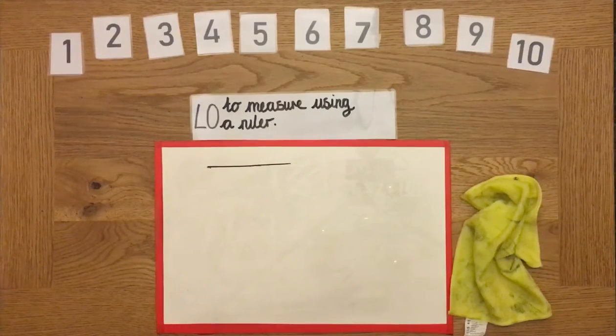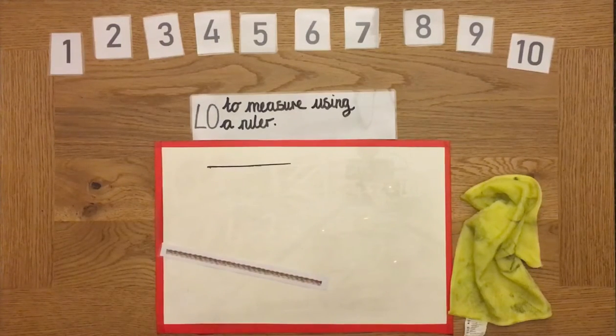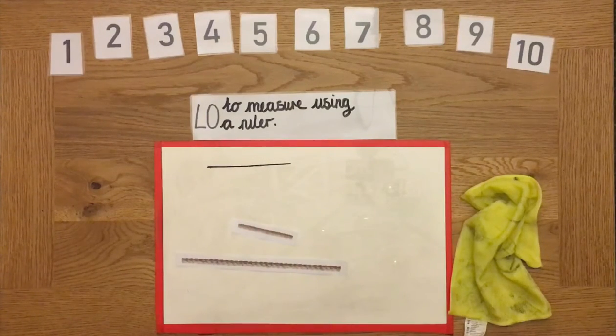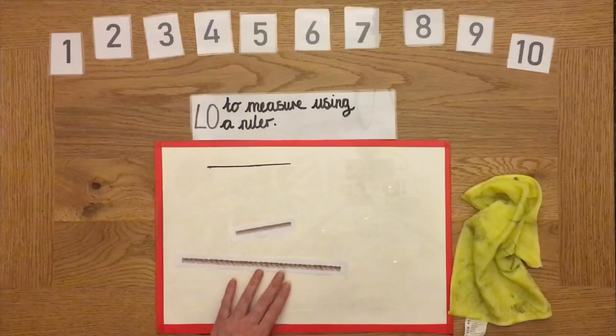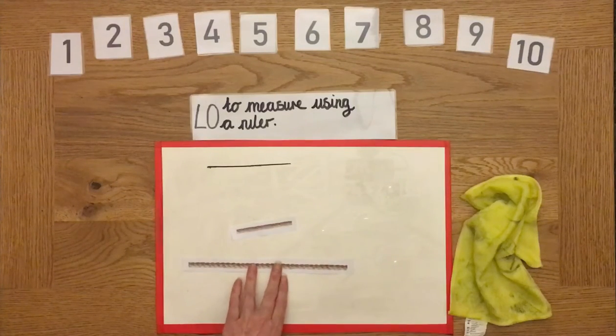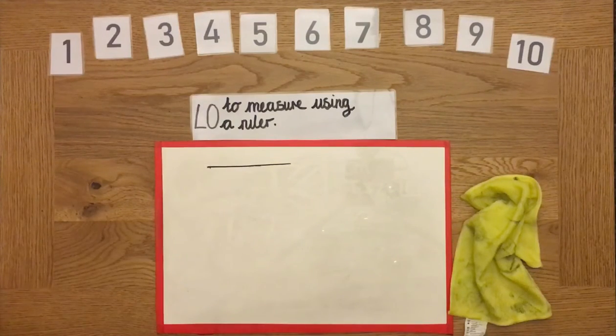Today we are going to measure using a ruler. Do you remember when we were comparing different objects? We were comparing using the words short or shorter and long or longer. Do you remember these objects? Our two ropes. Now we can see that this one is longer than this one, but we don't know how long they are. So today we're going to be using a ruler.